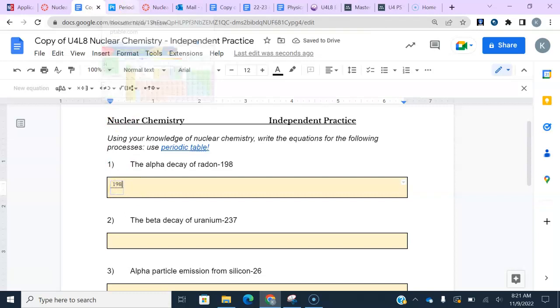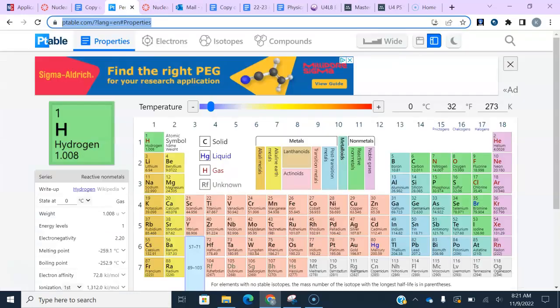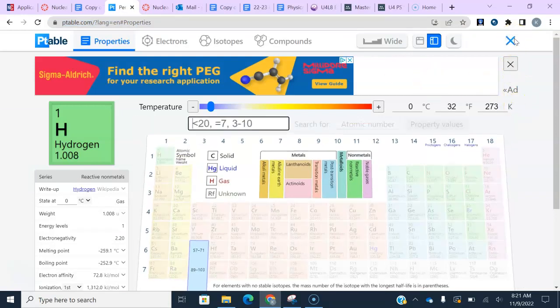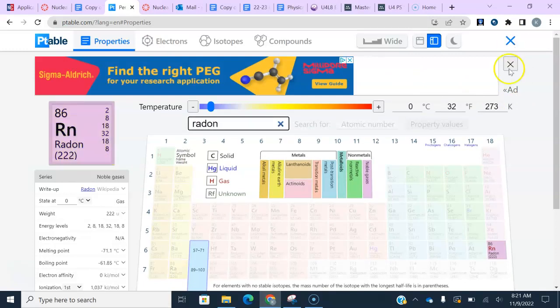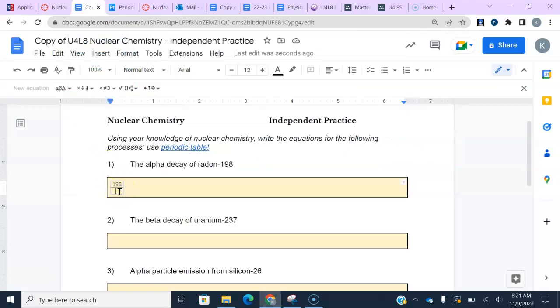Now let's go find radon on the periodic table, and let's find its atomic number. Okay, so let's find radon. Remember, you can always search right here if you need to. So radon is right here. So radon has an atomic number of 86. Remember, the smaller number in the box is always the atomic number. It tells you the identity of the element, and it tells us how many protons we have in the nucleus. So radon is 86. So I'm going to come back, and I'm going to put my 86 on the bottom. Okay? And the elemental symbol is Rn. Okay, so that's what we're starting with.